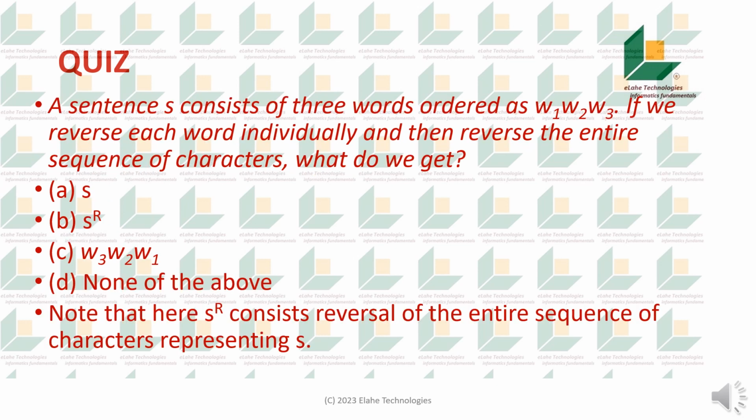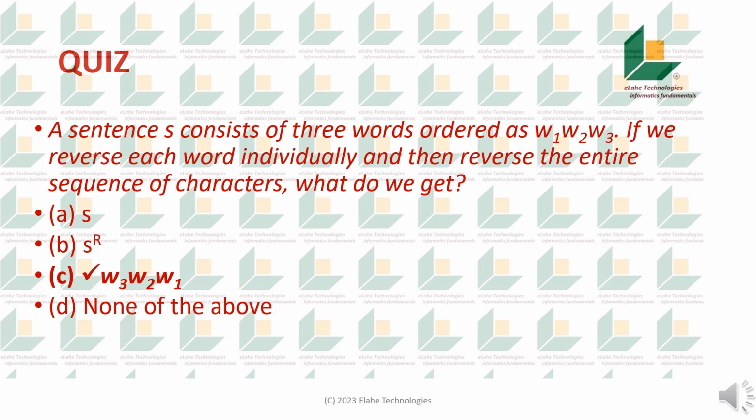Next question. A sentence S consists of three words ordered as W1, W2, W3. If we reverse each word individually and then reverse the entire sequence of characters, what do we get? Option A, S itself. Option B, S reverse, which consists of reversal of the entire sequence of characters representing S. Option C, W3, W2, W1. Option D, none of the above. The correct answer is option C, W3, W2, W1.